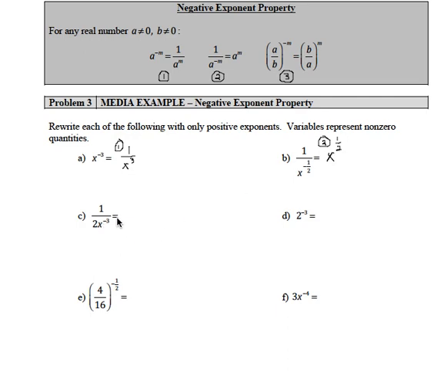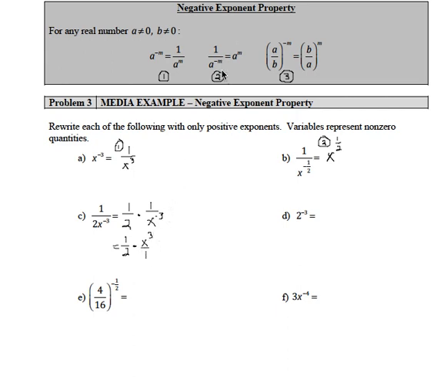Part C here, we're going to need to be careful. This is going to be an application of this second representation of the negative exponent property, but I want to break up my fraction like this so that you can really see what's going on. 1 over 2 times 1 over x to the negative 3. We have to be certain which part is affected by the exponent. The 2 is not being raised to the negative 3. So that's going to remain as 1/2. And then my 1 over x to the negative 3 is going to become x to the third, essentially, over 1.